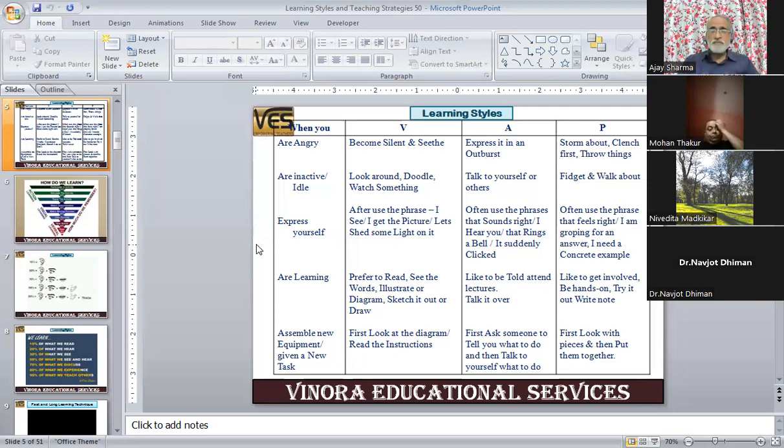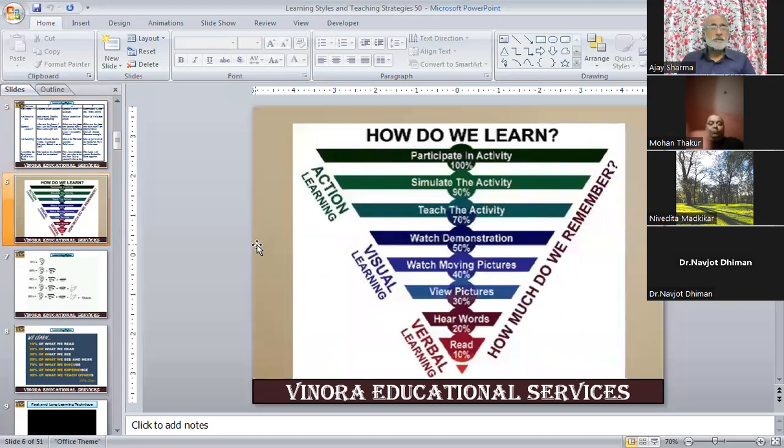Now let us see a very good illustration of how we learn. You see, if anything is read out to us, the retention will be 10% only, which means after a few hours, we may forget it. If you hear those words while reading, which means you are reading as well as speaking it out, then certainly the retention will be 20%. 80% of the matter you will forget.